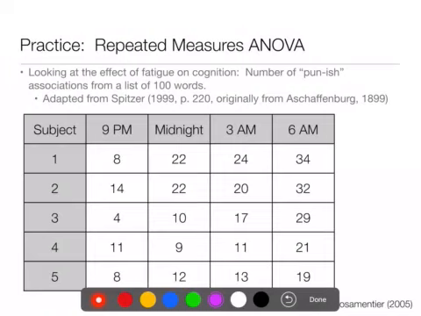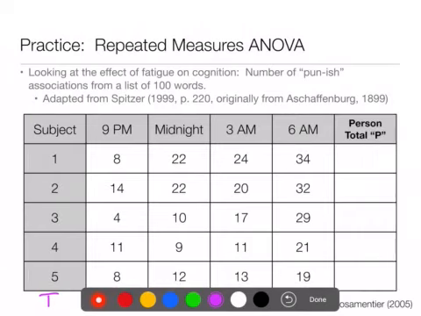Okay, so the next step we're going to do is calculate that person total, okay? That person total, remember, is just like we've done before where we calculated down and we calculated a T for 9, for midnight, for 3 a.m., for 6 a.m. Here we're going to calculate a P, which is a person total. So just as we calculated a T for the columns, we're going to calculate a P for the rows. If you start thinking about this P versus T as columns and rows now, you'll be ahead of the game in 2-factor ANOVAs.